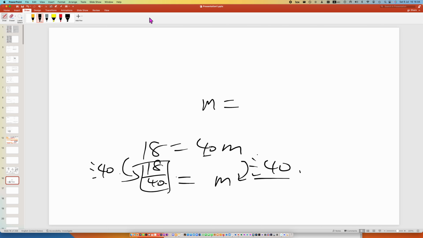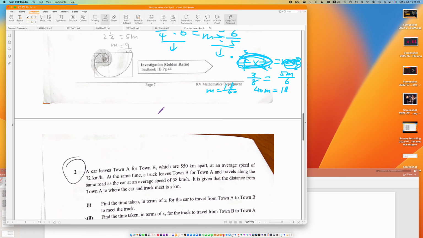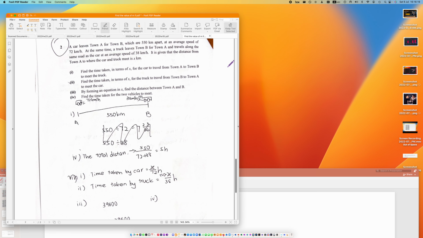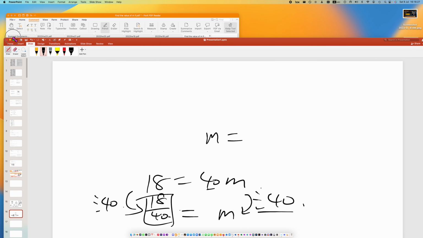Now, okay, I need to check. Last one. This one is the distance, right? So, in order to solve this question, you need to be able to sketch a simple, like you need to sketch the journey out. Okay, if you cannot sketch the journey out, right, it's hard to solve this kind of question.